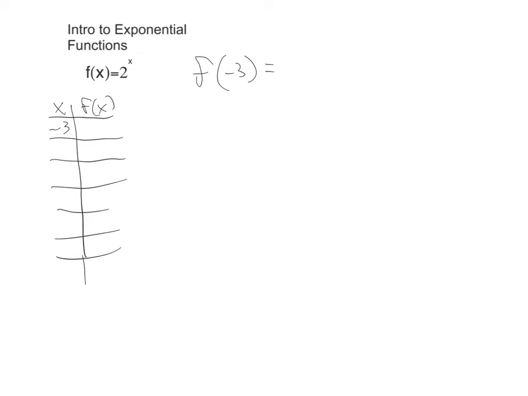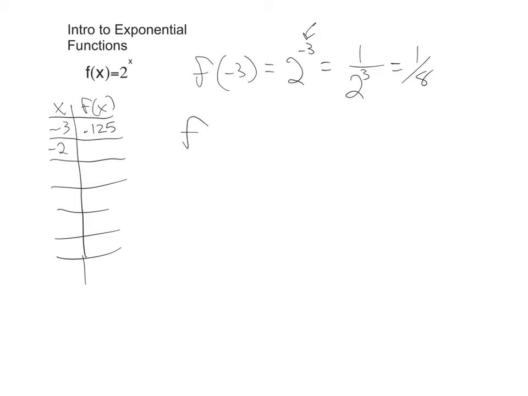In doing so, we get 2 raised to the -3rd power. Hopefully we remember from our rules of exponents that this negative exponent causes the base to go to the denominator, and the -3 turns to +3. So we're left with 1/8. When you plug in -3, our output is 1/8, or 0.125.